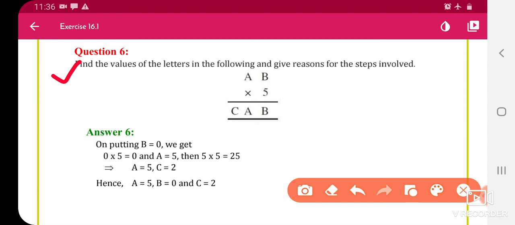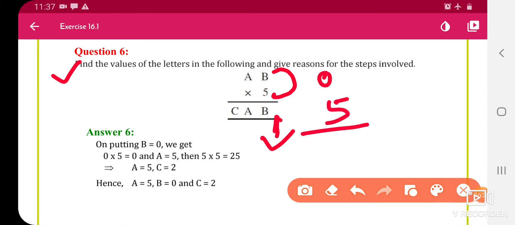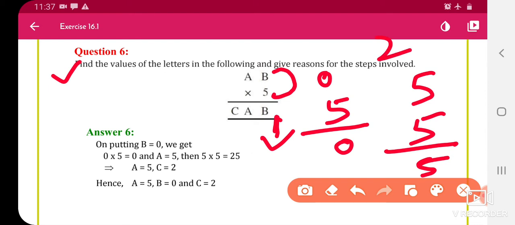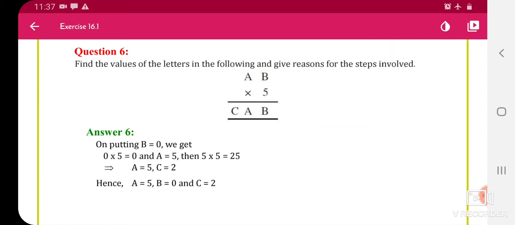In this question, A, B into 5. So when we multiply the value of 5, the result we get is also B. Possible value is 0, when we multiply 0 into 5, so the answer is 0. And next, when we put 5 into 5, 5 fives are 25 and carry 2. On putting 0 we get 0, and when we put A equal 5, 5 fives are 25, so B value is same and carry 2.